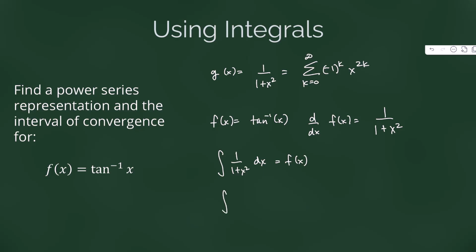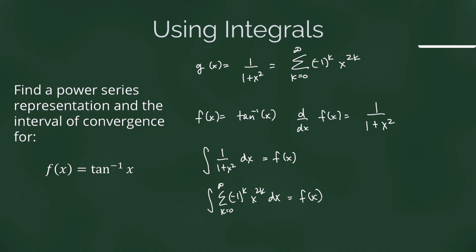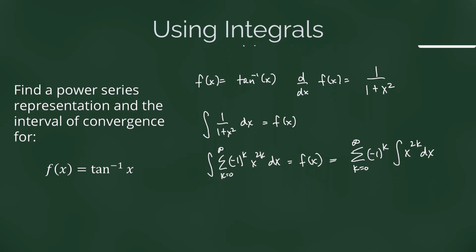So that tells us that the antiderivative of the sum from k equals 0 to infinity of -1 to the k times x to the 2k dx is going to be equal to f of x. So if we use what we know about antiderivatives, we can write this as the sum from k equals 0 to infinity. I can pull the -1 to the k out in front of the integral sign because it has no x's in it, so it's a constant. So we're going to do the times the antiderivative of x to the 2k dx.